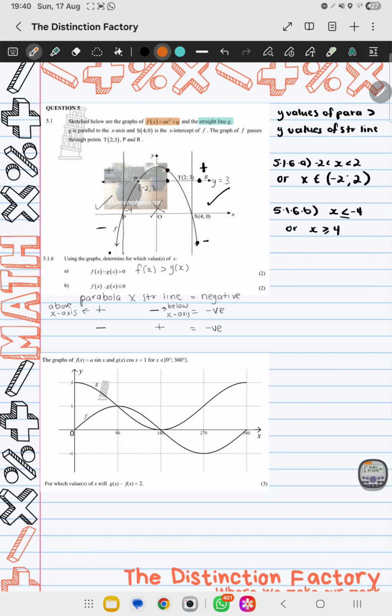Alternatively, you could write it as x element of -infinity all the way up until -4, or x element of 4 up until +infinity. I will just change these to include the -4 and the +4 because they did specify that it has to be equal to each other. So it has to be including those values.